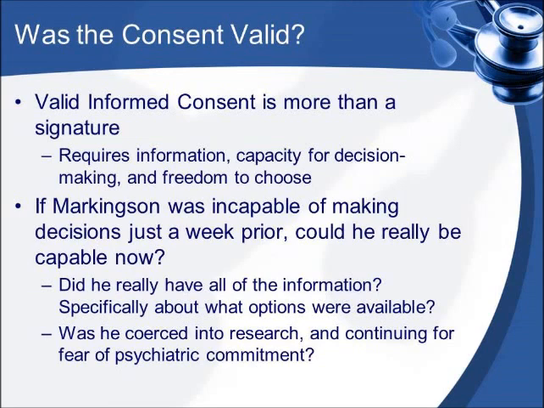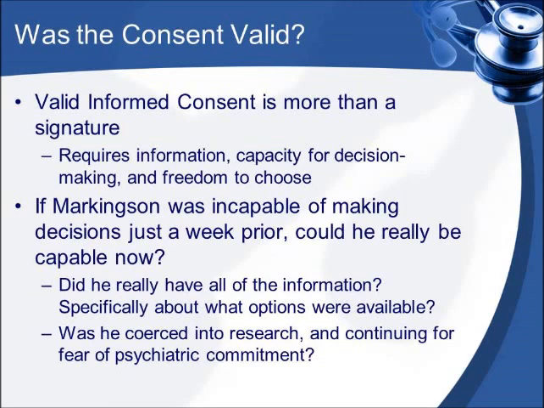But in that context, we want to ask the question, if Markinson was incapable of making decisions just a week prior, could he really be capable of making a decision now? Additionally, we want to know, did he really have all of the information? Specifically, about what options were available to him. So again, Markinson's mother seems to point out that he didn't really know what options were available to him, even though Dr. Olson said that he signed a piece of paper that had all the information on it. Finally, was he coerced into research and into continuing the research for fear of psychiatric commitment? So again, Markinson's mother argues that Dr. Olson basically coerced her son into staying in the research by saying that he would either have to participate in research or be institutionalized. So all these are reasons to doubt that his consent was valid.